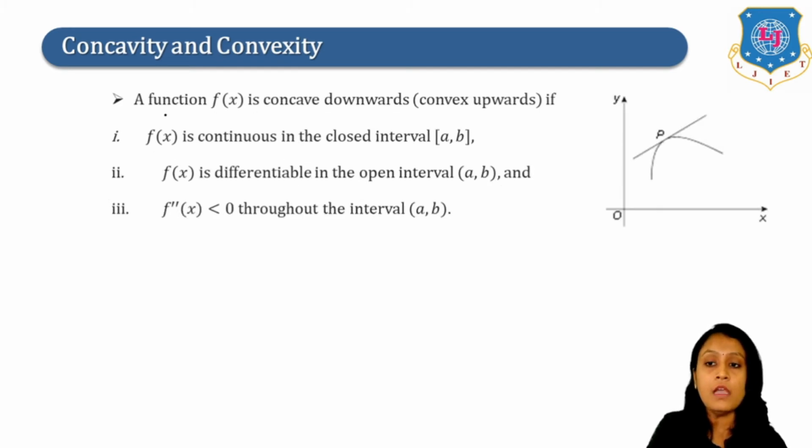Now a function f(x) is called concave downward or convex upward if again three conditions hold: f(x) is continuous in the closed interval [a, b], f(x) is differentiable in the open interval (a, b), and f''(x) is less than 0 throughout the interval. So for concave downward we have f''(x) less than 0, and for concave upward we have f''(x) greater than 0. Now this is an example of a concave downward or convex upward function.